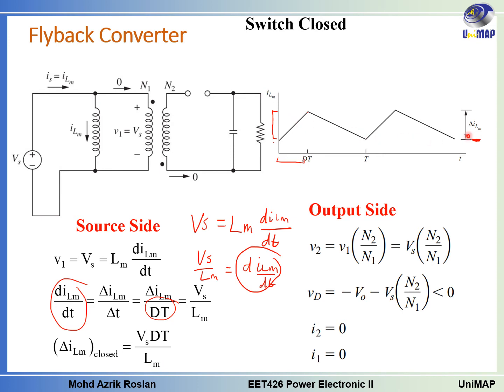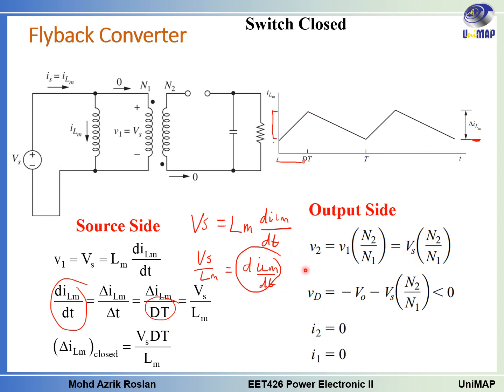The delta Ilm, remember, is this one minus this one, at this point minus this point. So the equation is this one. And now we look at the output side. For the output side, V2 is equal to V1 N2 over N1. You have to use the transformer voltage equation. V2 equals V1 N2 over N1, and because V1 is equal to Vs, V2 equals Vs N2 over N1.